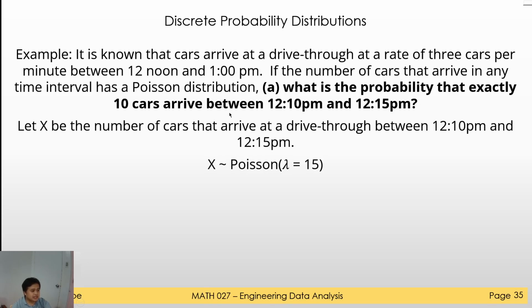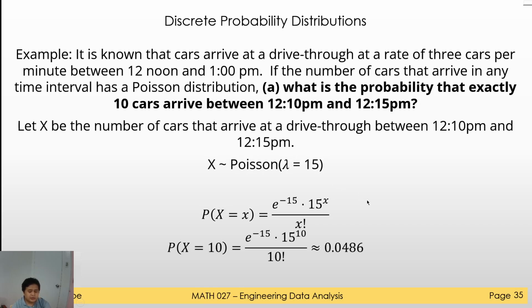Now, what is the random variable? The random variable here is exactly 10. So we want to find the probability that X is equal to 10, wherein our lambda is 15. We substitute the values into the formula, substituting 10 for x. We have a probability of about 5%, or 4.86%, that exactly 10 cars will arrive.